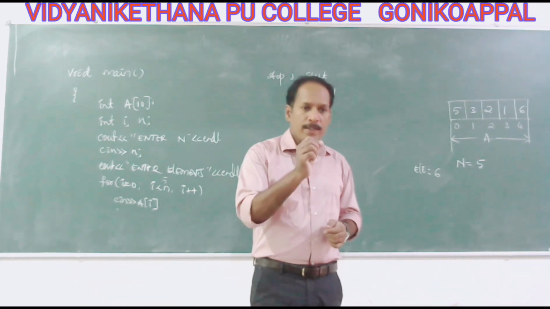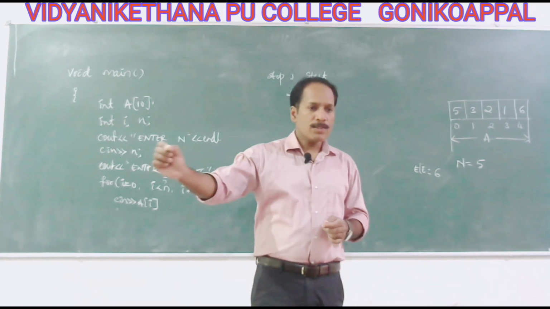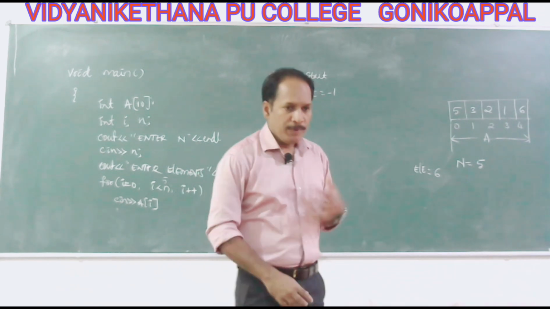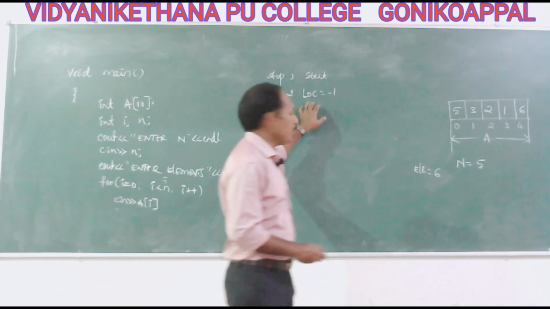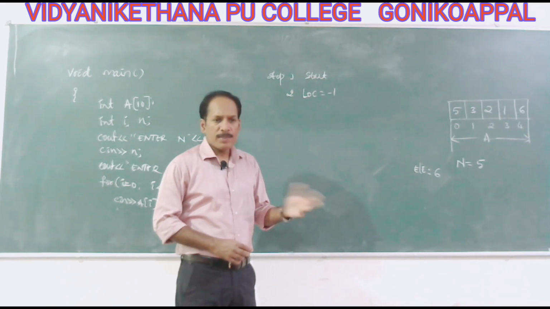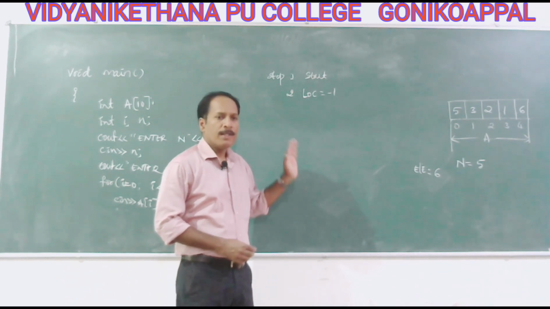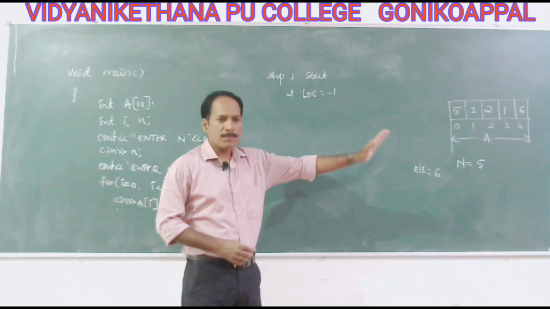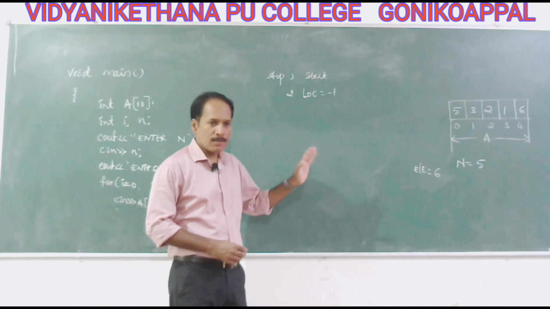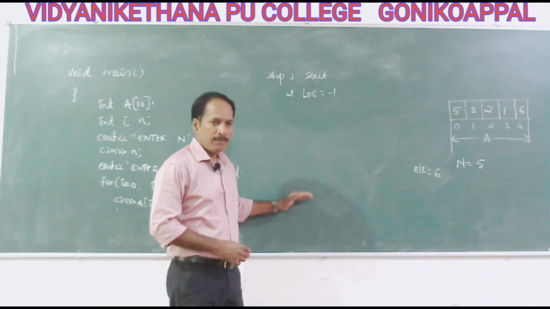That is, we have to take from the first element till the last element. Whenever we find the element, we have to stop. So to begin with, I am taking location equal to minus 1. Assume the element is present, where, I don't know. But if it is present, its value will be some subscript number. Otherwise, it remains negative only. Why is this minus 1? You'll understand at the end of this algorithm.